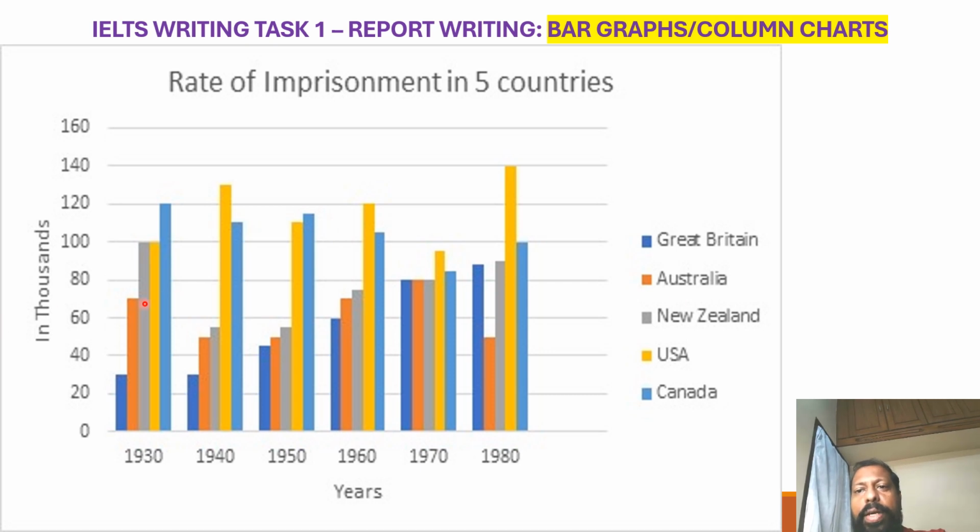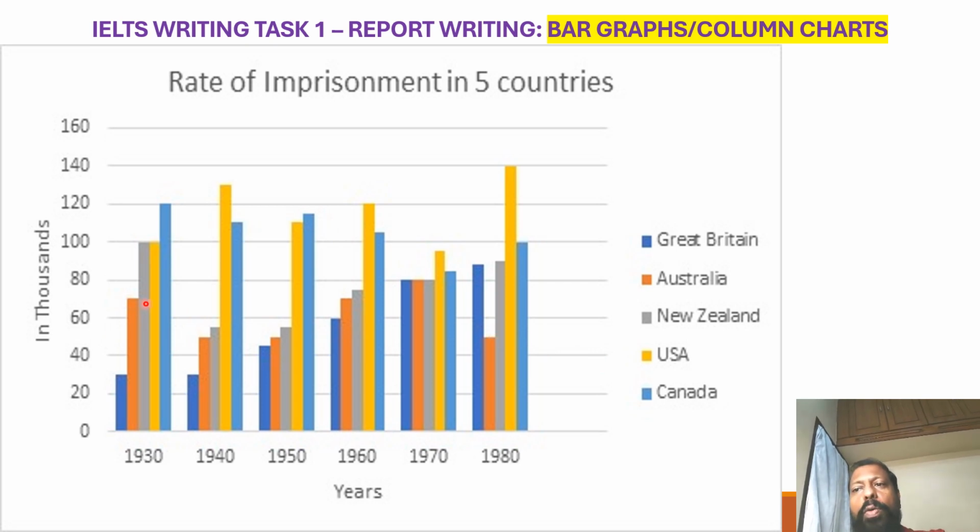And what about Australia? Look at the Australian trend. The initial figure in 1930 is about 70,000 imprisonment. But in the next year, 1940, there is a fall. A 20,000 fall, it's almost about 50 thousand. Then in the next year again almost 50,000. Then there is a slight increase. Then comes a fall. So in the last year, 1980, the rate of imprisonment in Australia was just 50,000.